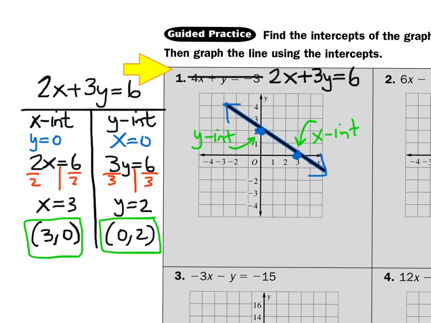Let's get rid of the 3. So divide both sides by 3. So I have y equals 2. So now I have to make it look like a point to graph. X was 0, so I put the 0 first. Y was 2. I put comma 2. And now I graph that.